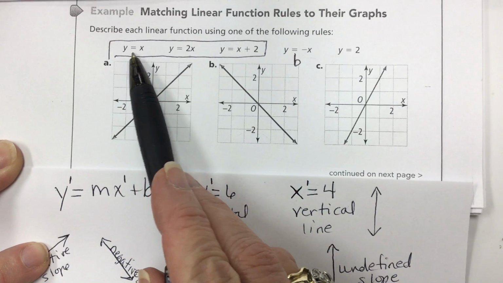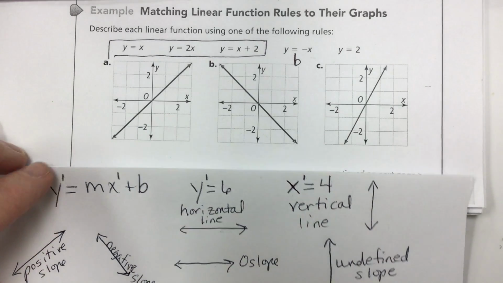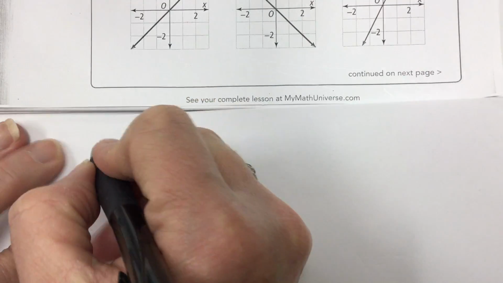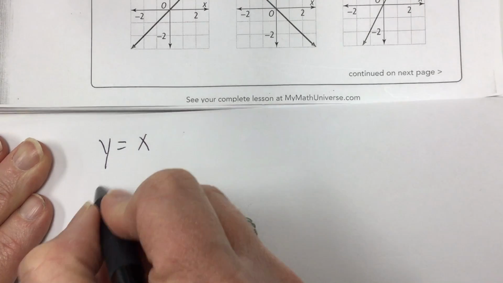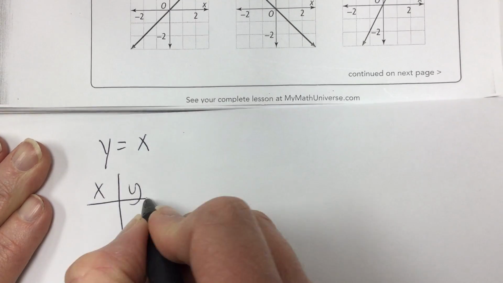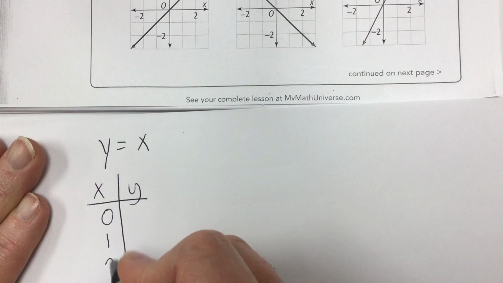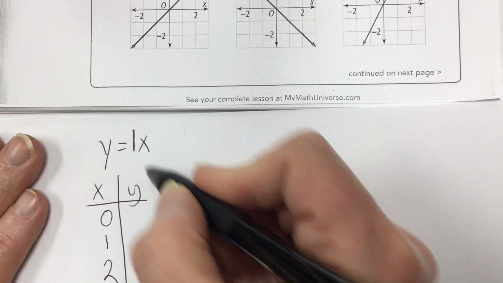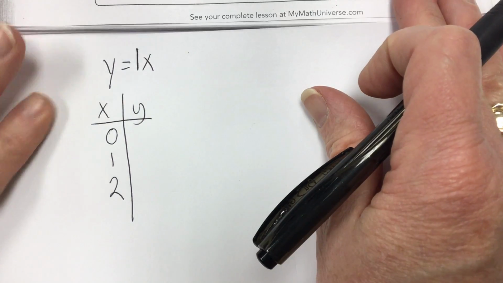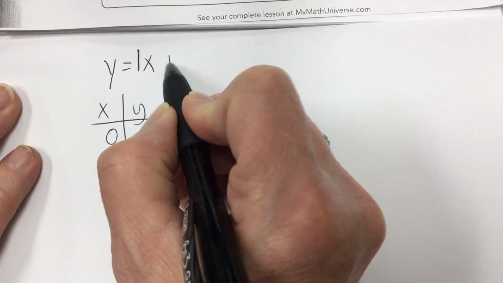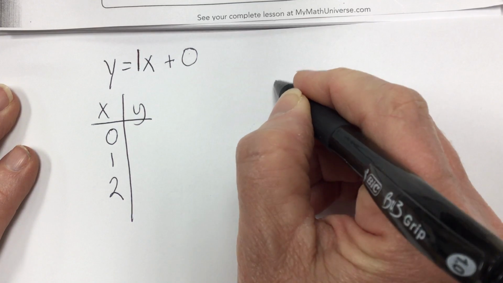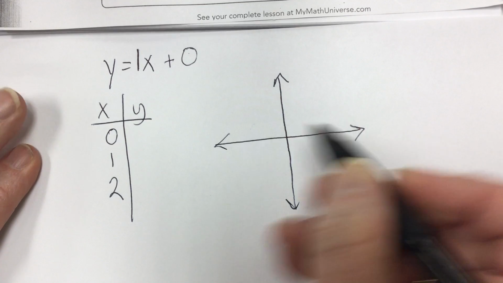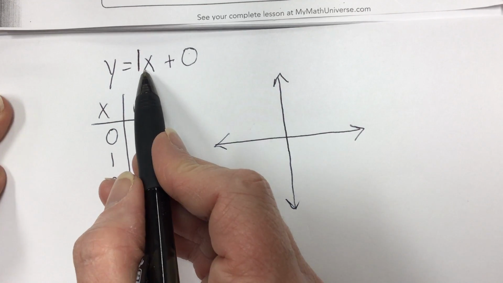So let's graph y equals x. I'm going to use a table. I'm going to pick 0, 1, and 2, okay? Now remember, there's a number in front of y, right? And being that I don't have a y-intercept, it's 0. So if I was to quickly graph this, let's find some points, plugging them in one at a time.